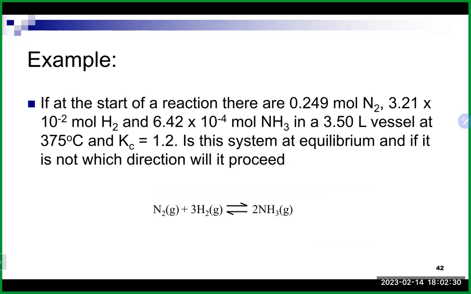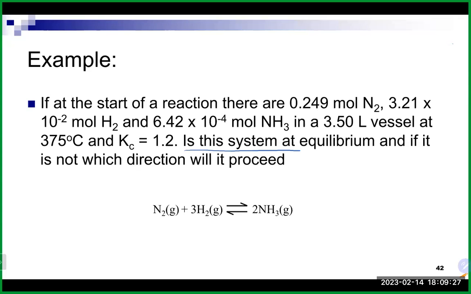All right, so let's try one here. If at the start of the reaction, you've got 0.249 moles of N2, 3.21 times 10 to the minus 2 moles of H2, and 6.42 times 10 to the minus 4 moles of NH3, and they're in a 3.5 liter vessel, and the Kc value is 1.2, are you at equilibrium? And if not, which way do you need to go to reach equilibrium? So take a few minutes here and calculate it up.